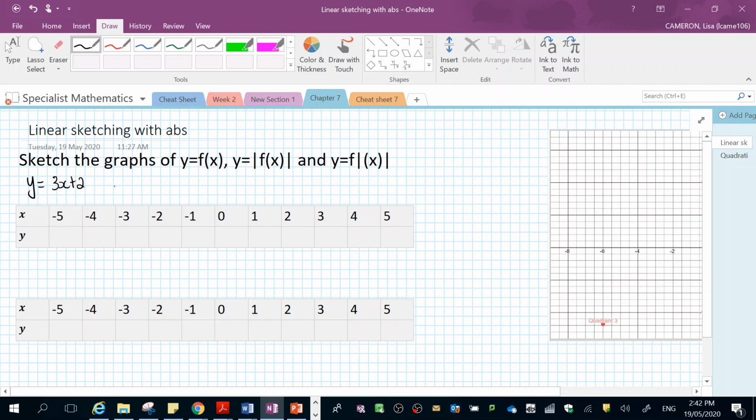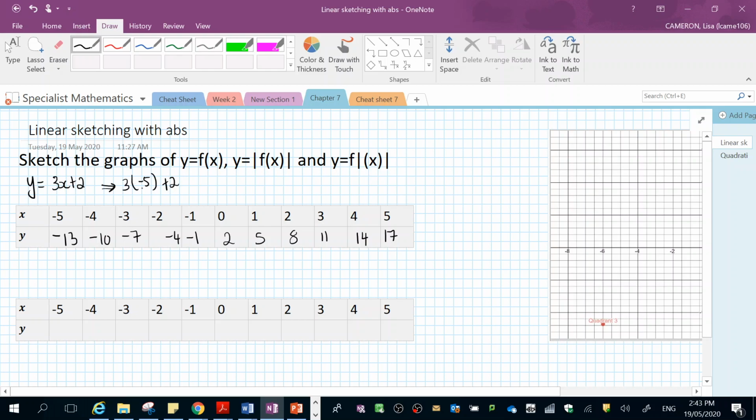So if I substitute the first one in, I have 3 times minus 5 plus 2. So that's going to be negative 13. Okay, and then we know because this is a linear function, each time it's going to be increasing by 3. So the next one will be negative 10, and then negative 7, and then negative 4, negative 1, 2, 5, 8, 11, 14, and 17.